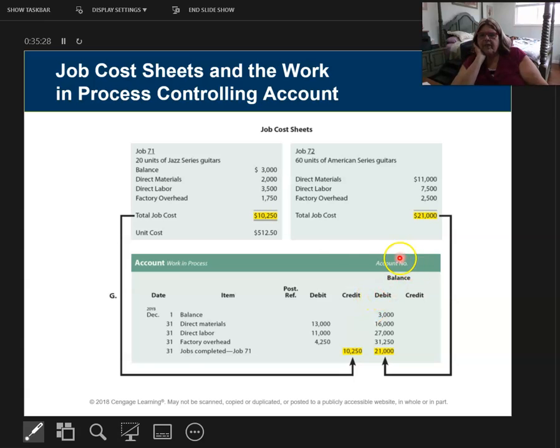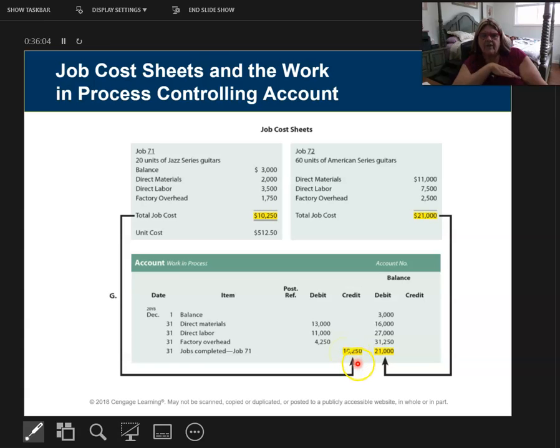So here's an example. Here is my work in process ledger account. It is an inventory account. Normal balance is always debit. And so I started out with $3,000 in there. I brought in the direct materials, the direct labor, and then I brought the factory overhead in. And that brought me to a total of $31,250. So I pull out job number 71 is complete. It gets pulled out as a credit and it'll go to finished goods.